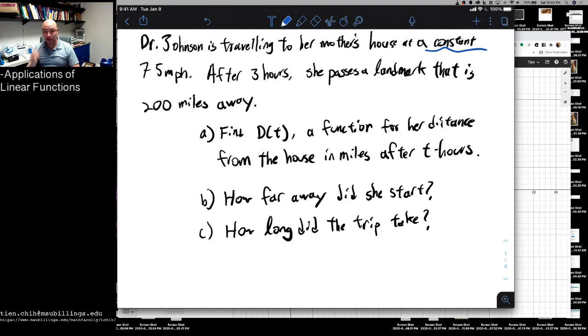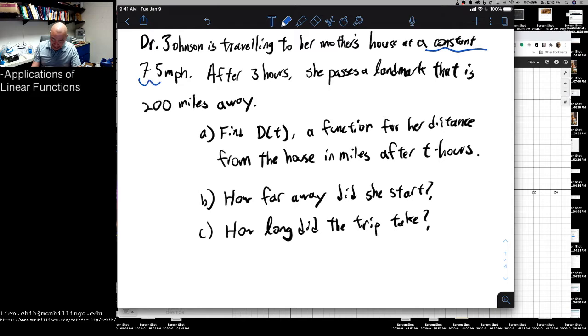Now, what tells us, of course, that this scenario is modeled by a linear function is the fact that her speed is constant. It isn't going up or down at different points. And so we can go ahead and approach this problem as we've done the purely symbolic linear functions that we've dealt with before. Now, let's take a good look at A and let's see what information we have.